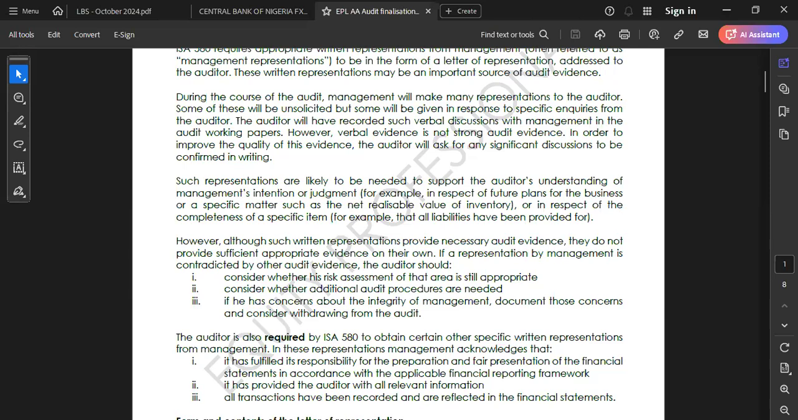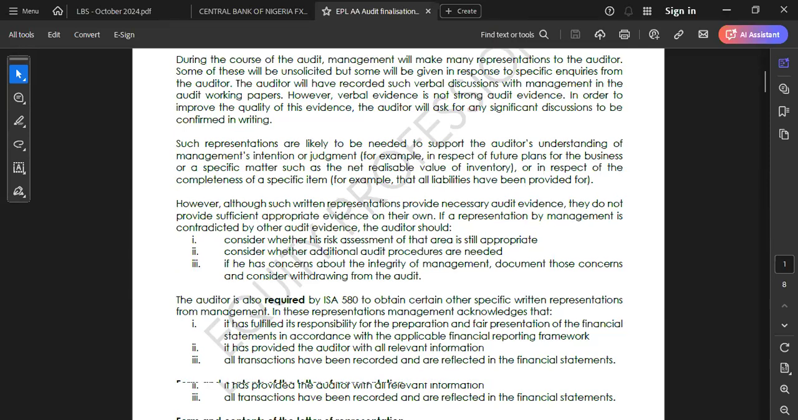So don't miss the two, because there are students that sometimes, maybe by mistake, when asked to explain what a letter of weakness is, will be explaining letter of representation. I hope that is clear. Now let's go on.